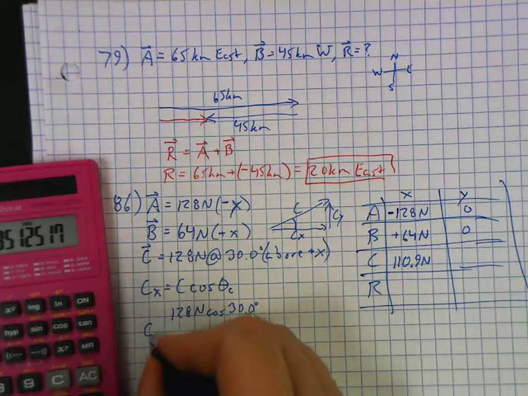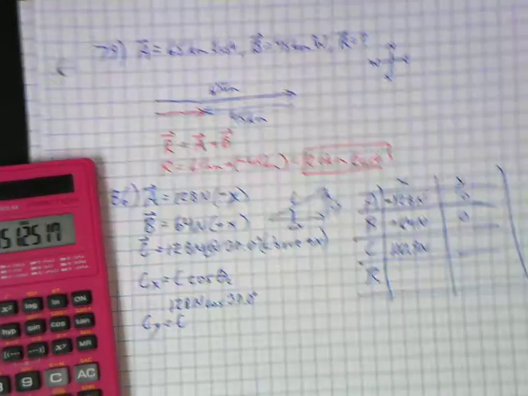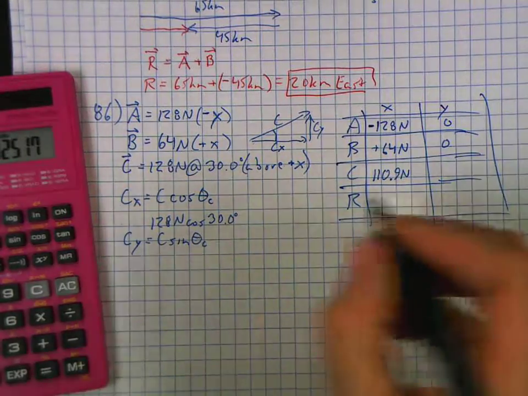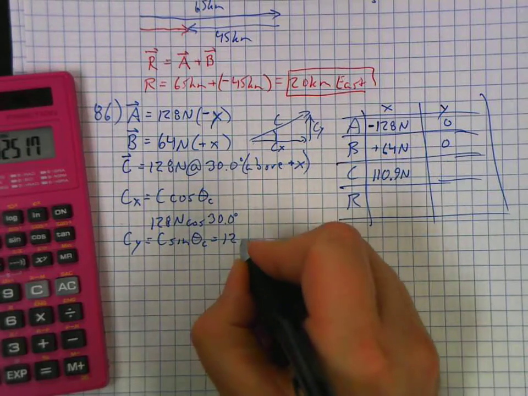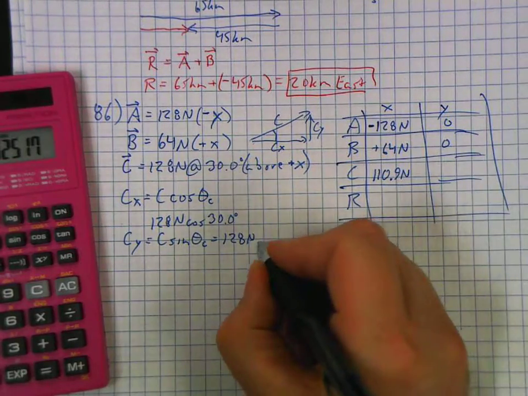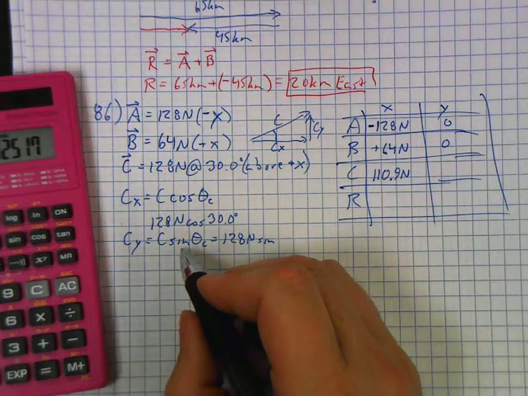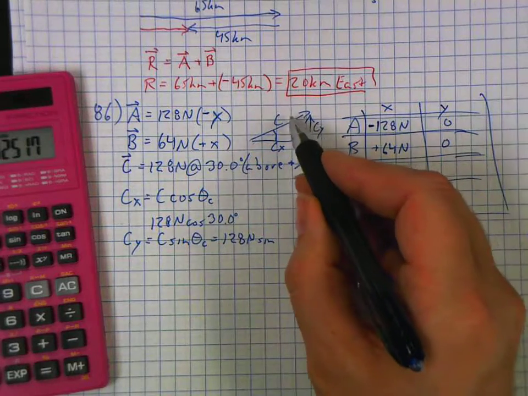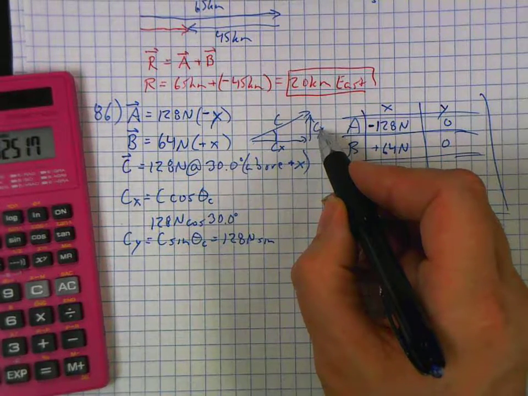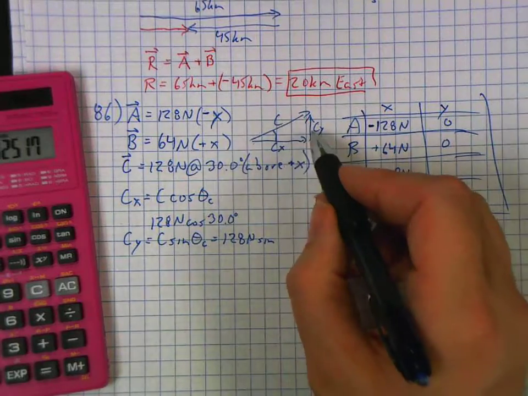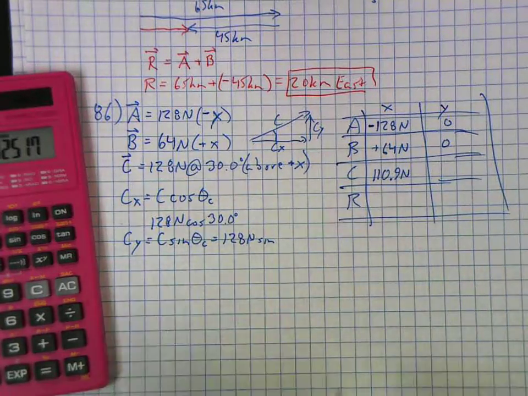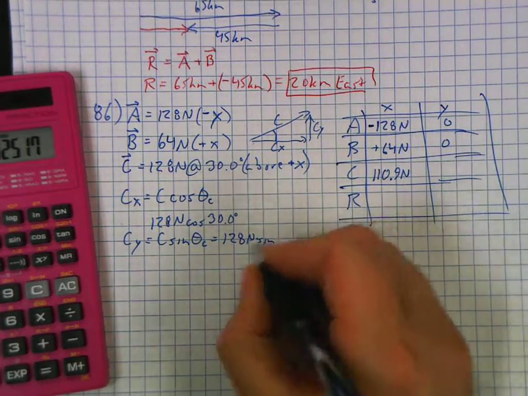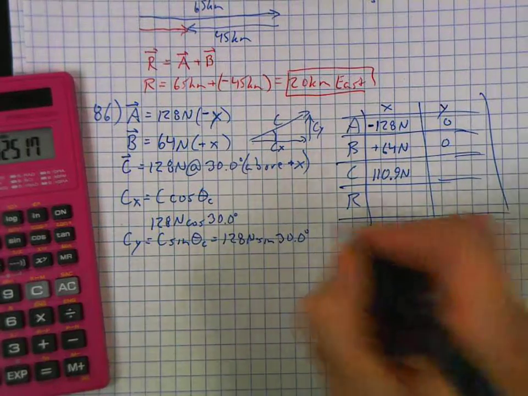The y component, C sub y, is going to be equal to C multiplied by the sine of the angle associated with C. So that's going to be 128 newtons multiplied by the sine. Again, if you're not sure why it was sine, Katoa says that sine is the opposite side over the hypotenuse. We are trying to find the opposite side, so we're taking the hypotenuse and multiplying by that sine function that relates the two of them. 128 newtons multiplied by the sine of 30 degrees.